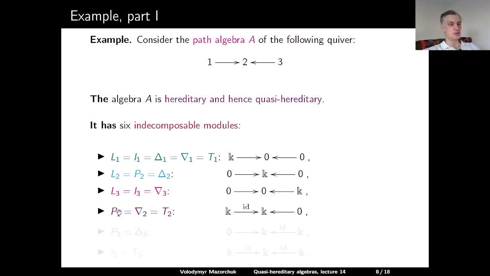Then we have the indecomposable projective P1, which is concentrated at the vertices 1 and 2 with the identity map between them. This is isomorphic to ∇2 and also to T2. We have the projective module P3, which is concentrated at the vertices 2 and 3 with the identity map between them, and this is isomorphic to Δ3. And finally, we have the indecomposable module I2, which is concentrated at all vertices with the identity maps representing the arrows, and this is isomorphic to T3.